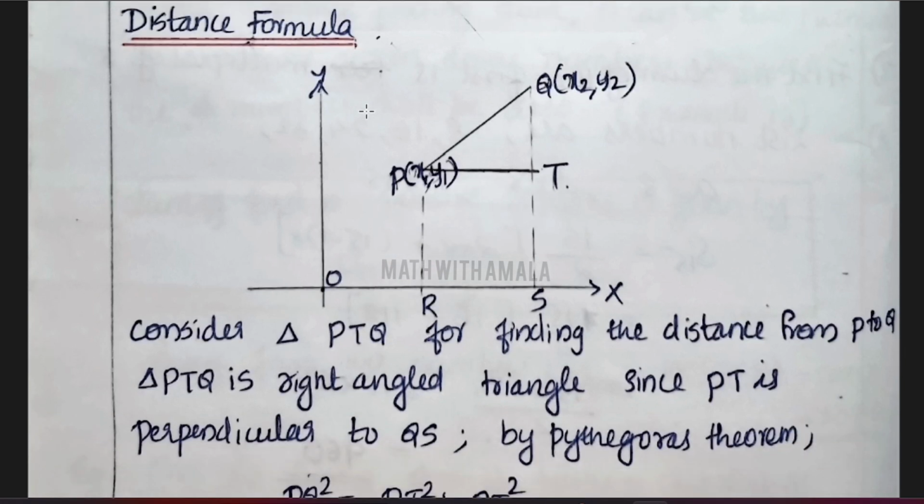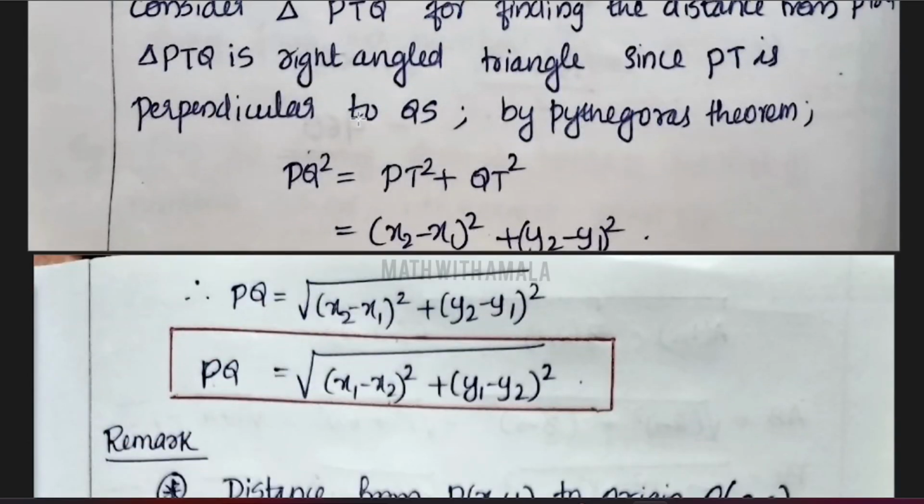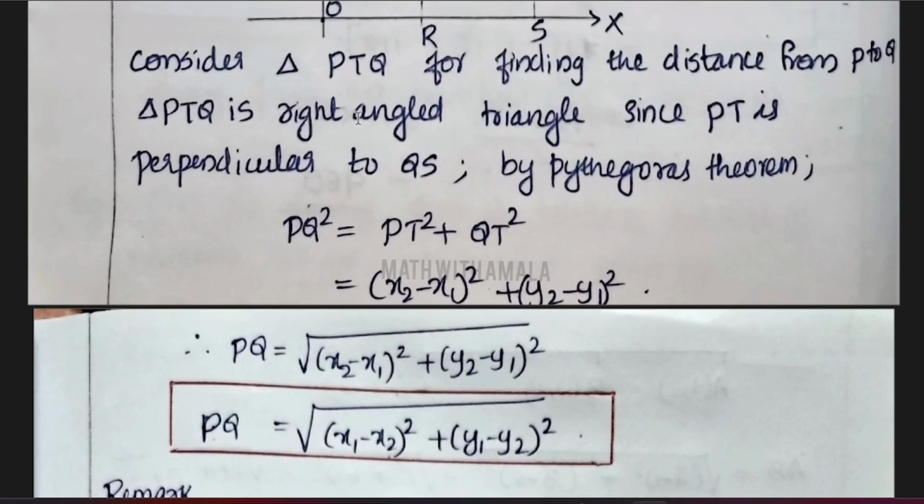Now let's find the distance formula for finding the distance between two points which are placed on a plane. Let's take P (x1, y1), Q (x2, y2). Consider triangle PTQ for finding the distance from P to Q. So we have introduced one more point T over there. Triangle PTQ is a right angle triangle since PT is perpendicular to QT.